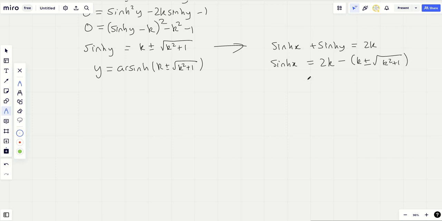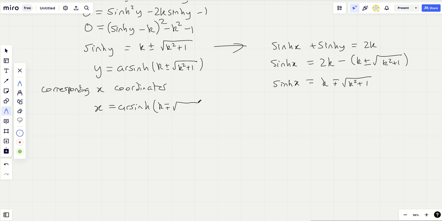And so that's going to immediately give me 2k minus k, and then the plus is going to change to a minus, and the minus is going to change to a plus. So we get minus plus root k squared plus 1. In other words, when sinh y is the plus, sinh x is the minus, and when sinh y is a minus, sinh x is a plus. So our corresponding x values are x equals arsinh. Had to have the same answer but just switched, basically, because it's a symmetric function. Yeah, the x's and y's just swap over. Okay, so there we go.